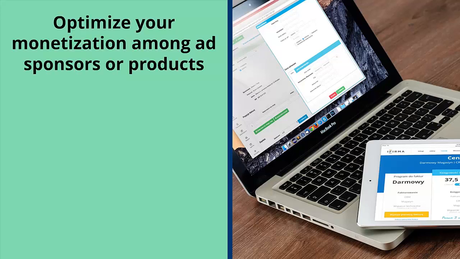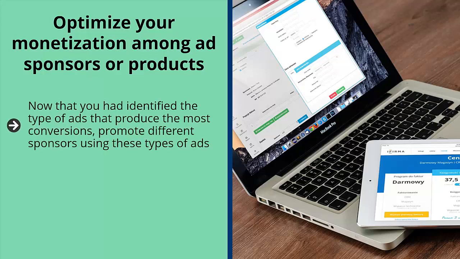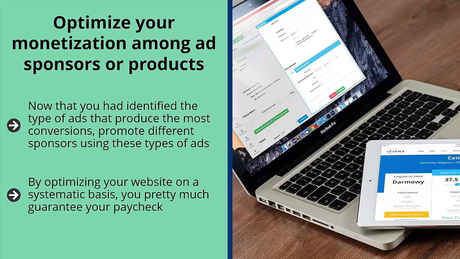Optimize your monetization among ad sponsors or products. Now that you have identified the types of ads that produce the most conversions, promote different sponsors using these types of ads. The key here is to identify the top 3 sponsors or monetization methods that convert the best. By optimizing your website on a systematic basis, you pretty much guarantee your paycheck.